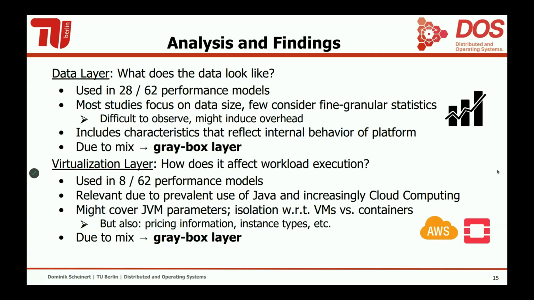And just to give some examples for this layer, it might cover JVM parameters, so Java Virtual Machine parameters. But it's also interesting because it depends if you're using an actual virtual machine or a lightweight container. And then you have questions related to isolation, efficiency, startup time. And so this might be very important. And it could also include information like pricing. So how much do you pay for particular instance types per hour or per day? Do you use spot instances? So all this information might be important for a particular model. And also here, due to this mix, we consider this a gray box layer.